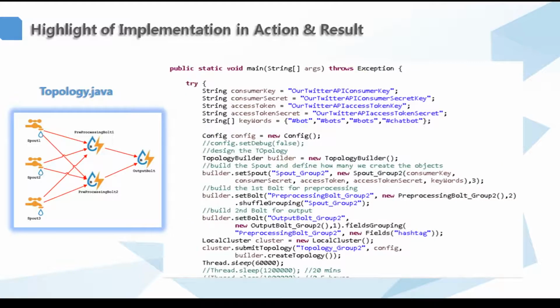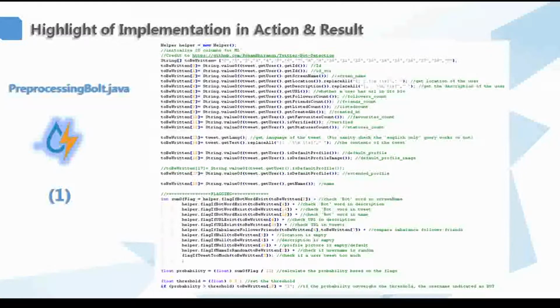In the topology.java, we use the Twitter API keys for the authentication. We use 3 objects of spouts to collect a large number of tweets, 2 preprocessing bolts for balancing the work, and 1 output bolt for aggregating the result into a single local file. In the preprocessing bolt, we break down the tweets into smaller objects. We can see that there are some attributes we can obtain from an object, such as screen name or username, the username's description, location, number of followers, profile picture, and so on. We use these attributes for several tasks, such as flagging a username if it matches specific criteria, and for the machine learning part.